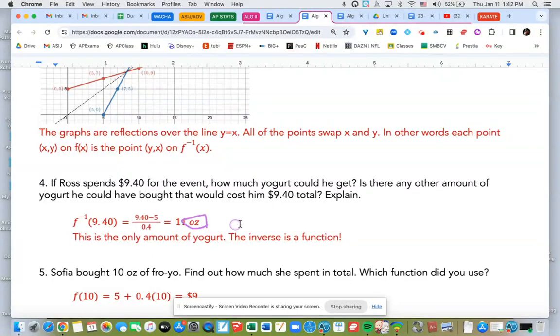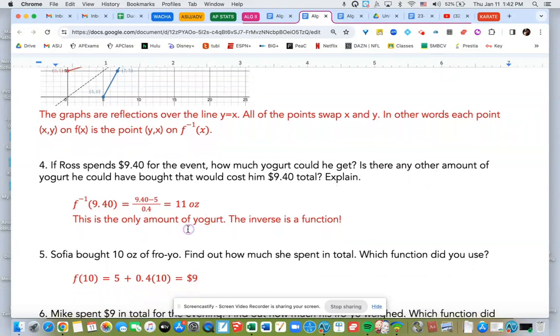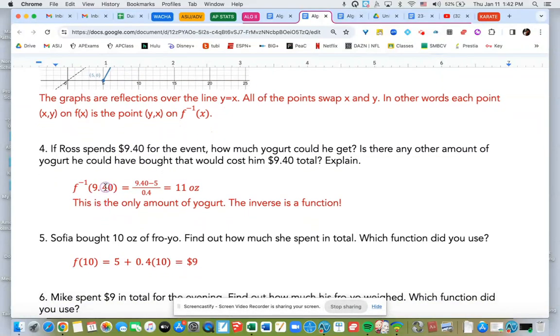Don't forget the units, right? Always think it through. 940 is dollars. That means the 11 is in ounces of yogurt. Okay? So inverse, like if you have dollars, then you probably want to use the inverse equation, but you don't have to. That's what we want you to do though, just so you can practice using inverse functions.